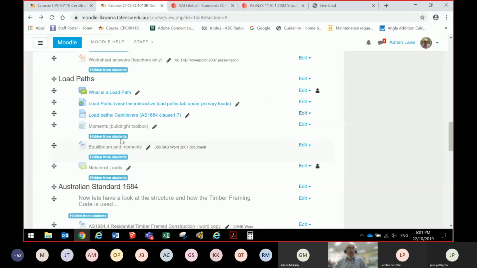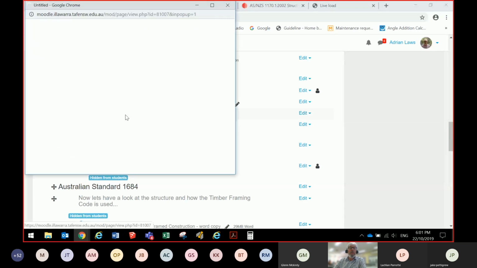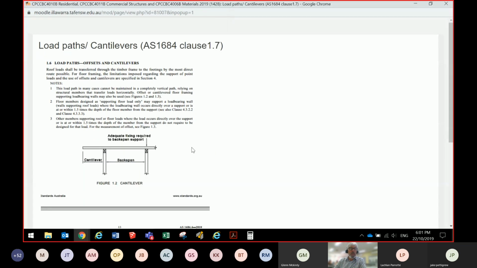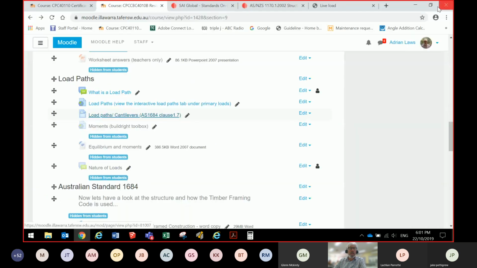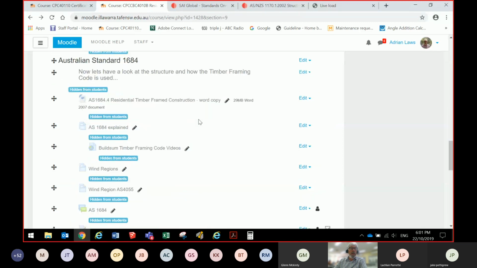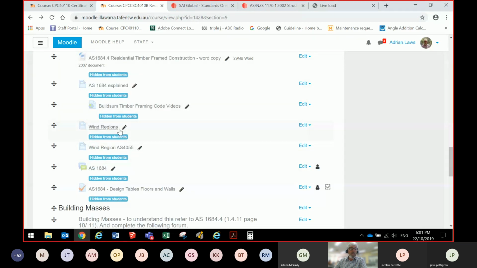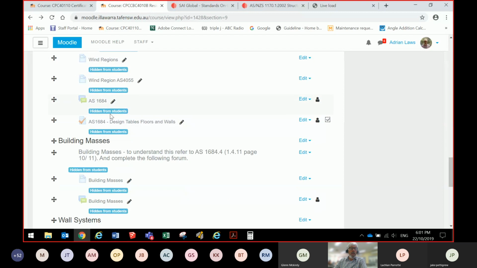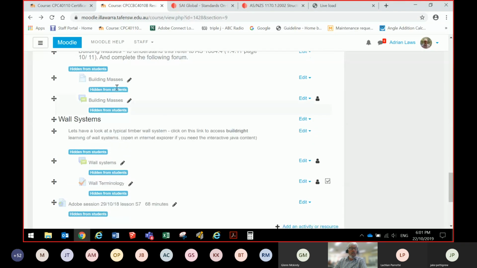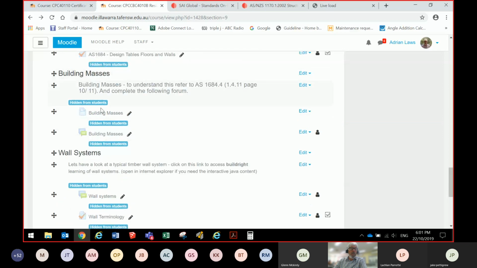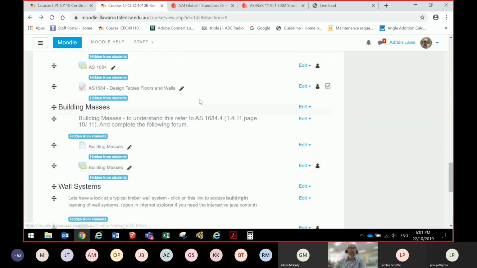And back on our course here, I've opened up that load path, and you can see that's a little pop-out window that shows you that example and how that works. There's a bit of wording there as well. So that's just a quick way for you to get to that. Tonight I'm going to talk a little bit about load paths, a little bit of an introduction to Australian standards, and a little bit more on wind loads. You've got an activity down here for designing of floors and walls. There's a little bit here on building masses, a little bit on wall systems, and that's pretty much it.